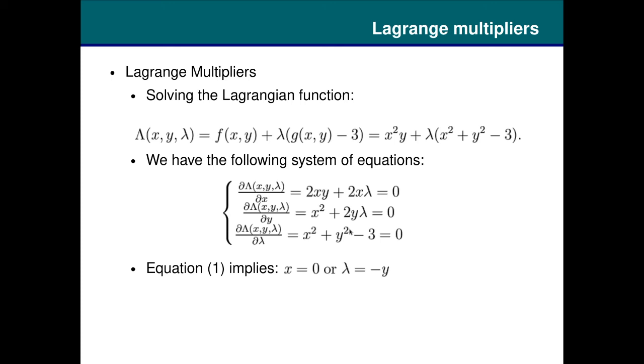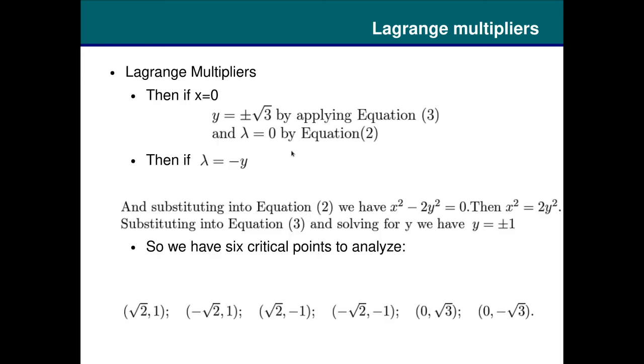To solve this problem, if I look at this first equation here, I just have two possibilities. Either my lambda is equal to minus y to make this equal 0, take a look, or x is equal to 0. If x is 0 here, it's going to be 0, of course. So I have two possibilities: x equals 0, and lambda equals minus y. So I can make the proper substitutions.